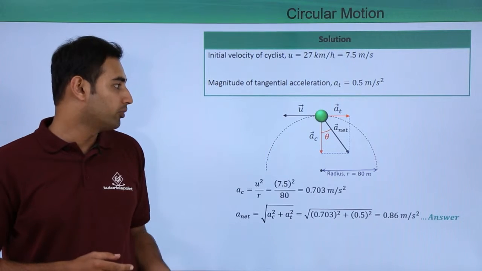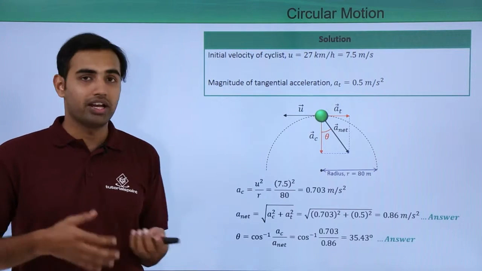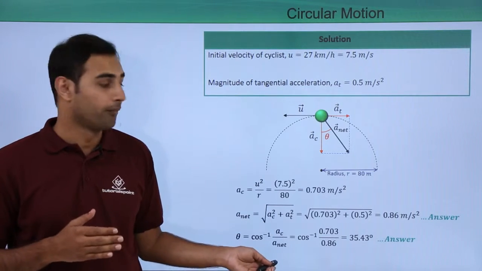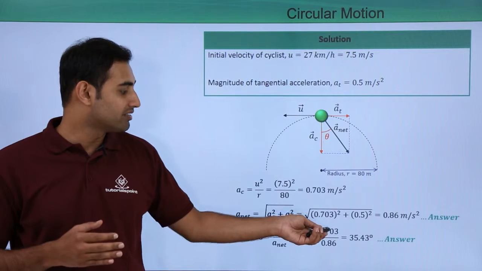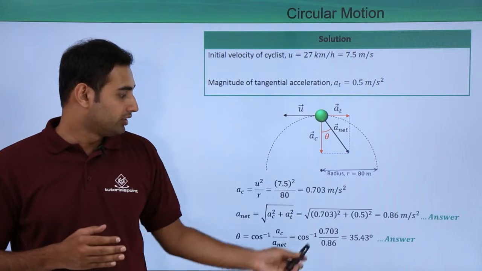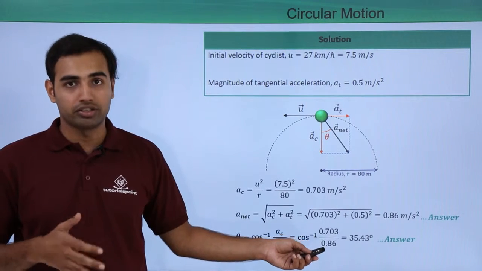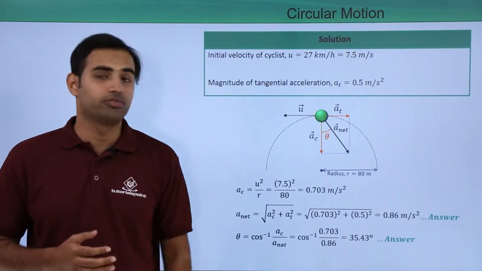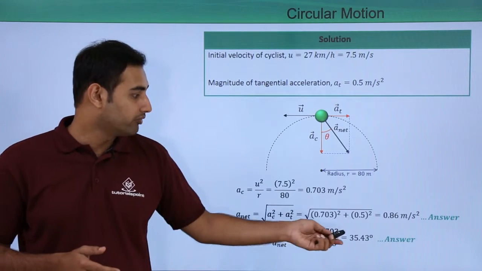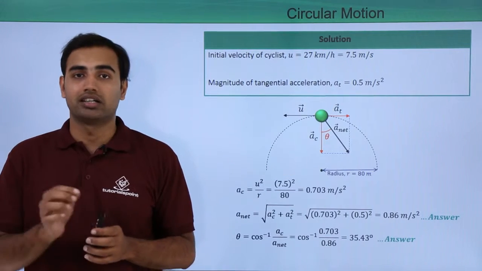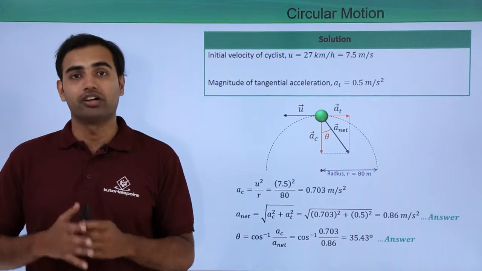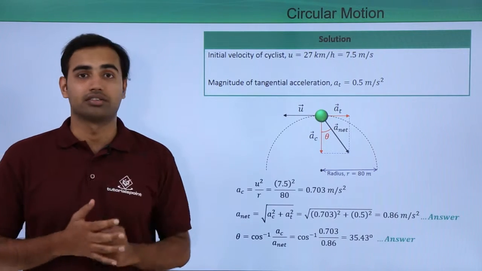So if I apply the same formula, I can write it as cos theta is equal to AC upon A net, which indicates theta is simply cos inverse of AC upon A net. Now AC value is 0.703, we actually found out here, and the A net value is 0.86 from here. This ratio, upon solving and applying cos inverse function on it, gives me 35.43 degrees as the angle. So the direction of net acceleration is 35.43 degrees away from the centripetal acceleration AC. So here we have found both the direction and magnitude of our net acceleration acting on the cyclist.